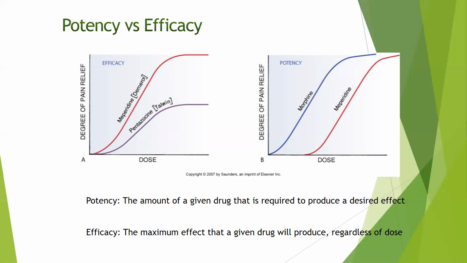So when we look at the efficacy component here, regardless of the dose, which is the same here for these two drugs, Demerol and Talwin, the drug that will max out on its effects more quickly, which one is that? Most importantly here, which one is more effective at the lower dose? Demerol.